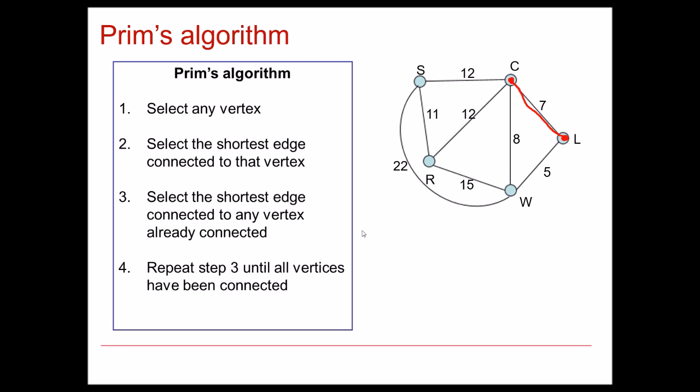Now, what is really important to do when you're doing Prim's is to keep track, keep note of which arcs you're adding and in which order. So I'm going to write that down now. I've added the arc CL, and it will be helpful later as well to actually write down the weight of that node next to it.